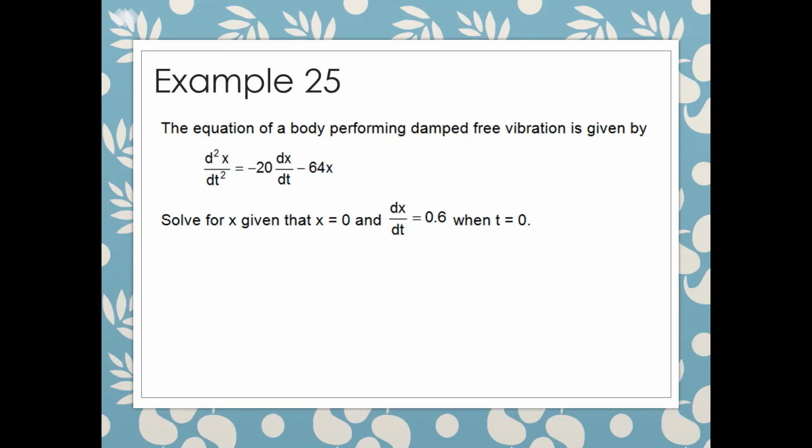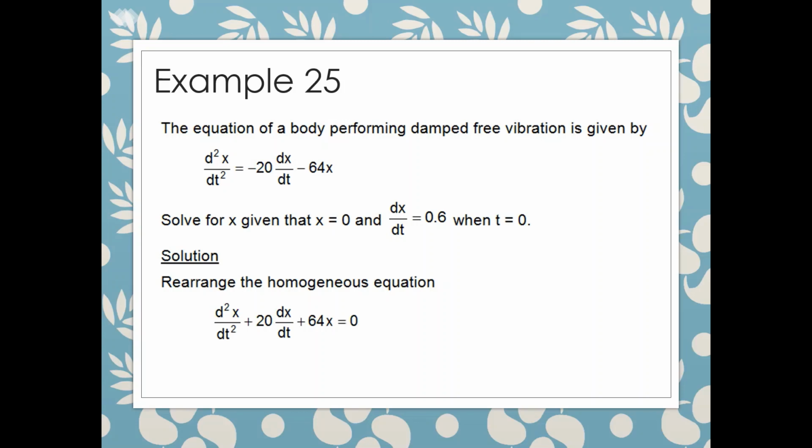Now, refer to example 25. The equation of a body performing damped free vibration is given by d²x/dt² = -20 dx/dt - 64x. Solve for x given that x is 0 and dx/dt is 0.6 when t is 0.